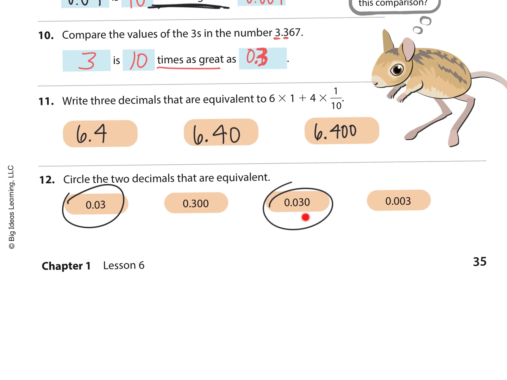Very good. So the 3 in this one is in the same exact place. It's in the hundredths place. All I did was add a 0, Bo said. But if I look at this one, the 3 is in the tenths place, which changes the value. And in this one, the 3 is in the thousandths place, which also changes the value.